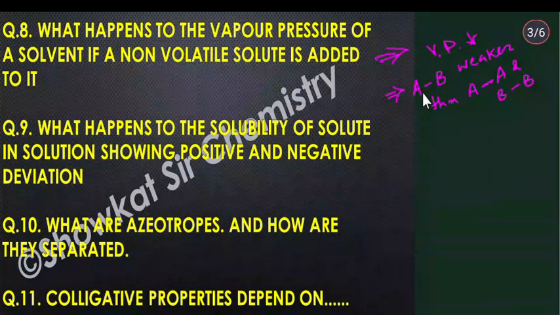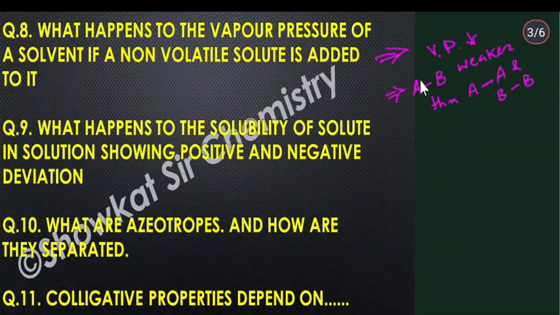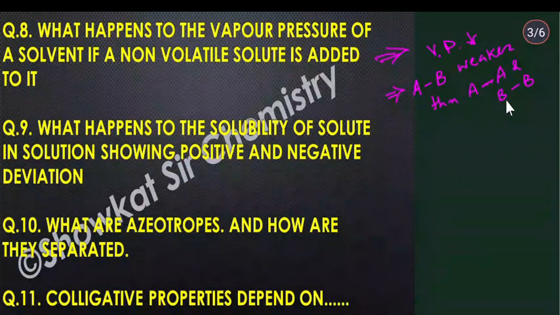You have to remember that when AB interactions are weaker than AA and BB interactions, at that time we get a positive solution. That means a solution which shows positive deviation. And similarly, the opposite: if AB interactions are stronger than AA and BB interactions, then that solution will be the one which shows negative deviation from Raoult's law.